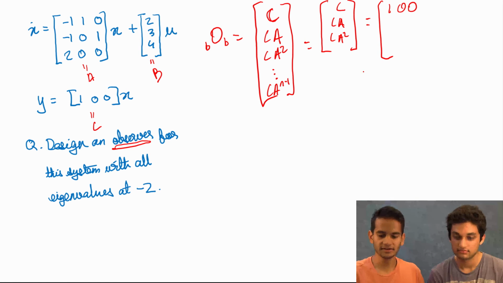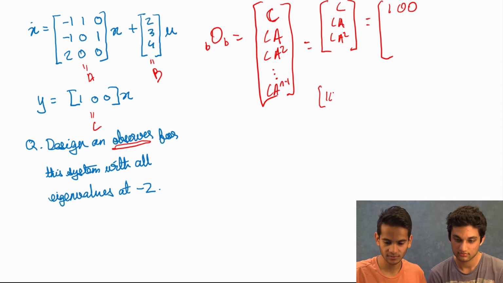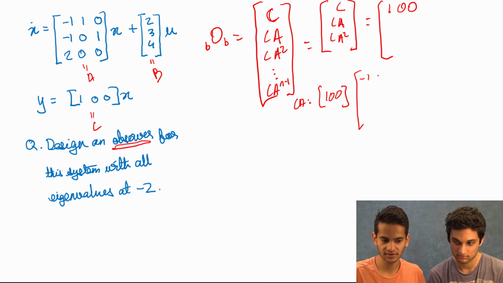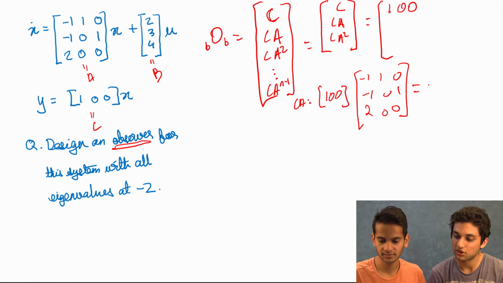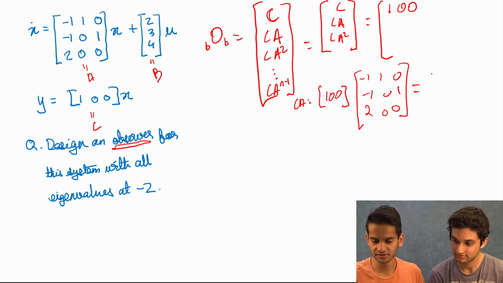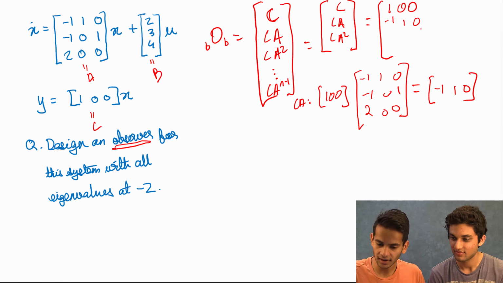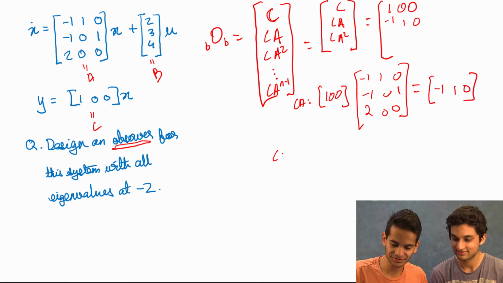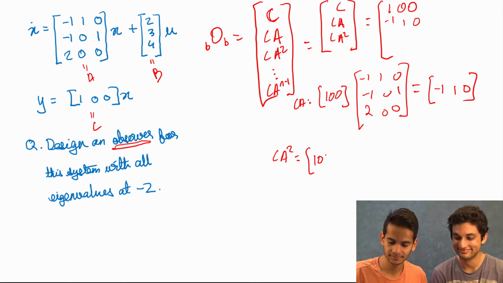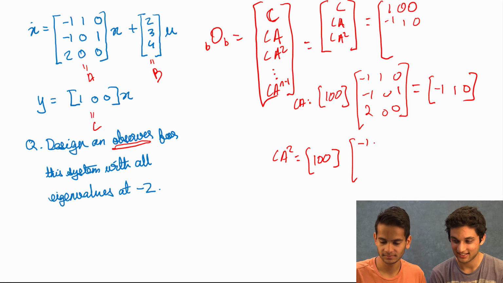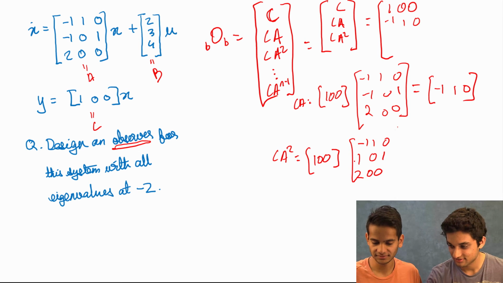All right, CA. CA equals 1, 0, 0 times the A matrix: -1, 1, 0; -1, 0, 1; 2, 0, 0. It'll just be the top row. You are correct. Now you get to calculate A squared. This looks annoying. Oh, don't forget the minus. Yes, thank you.